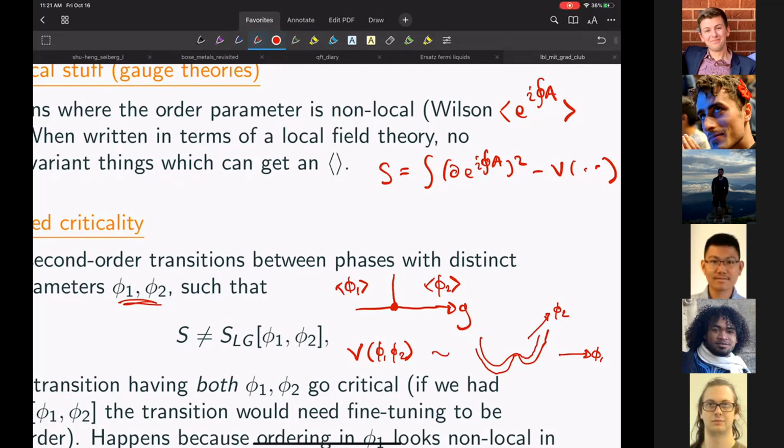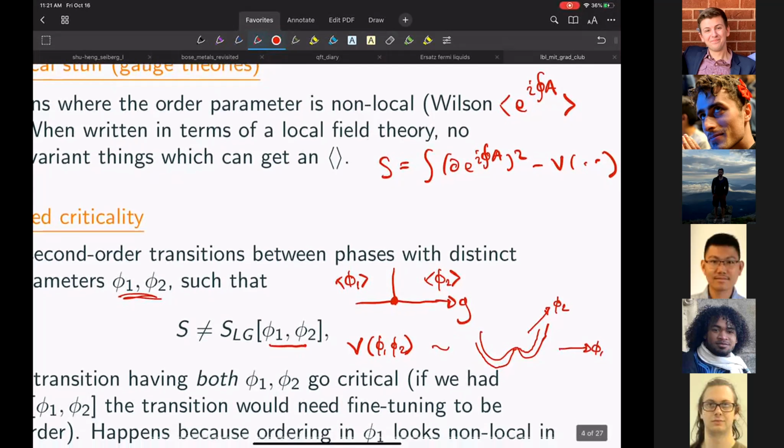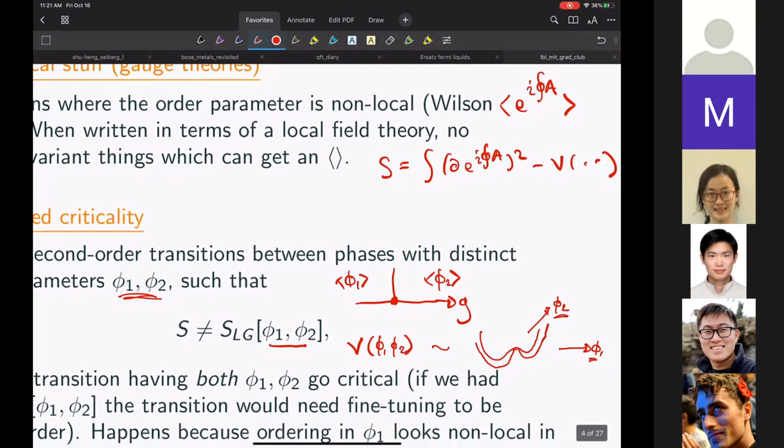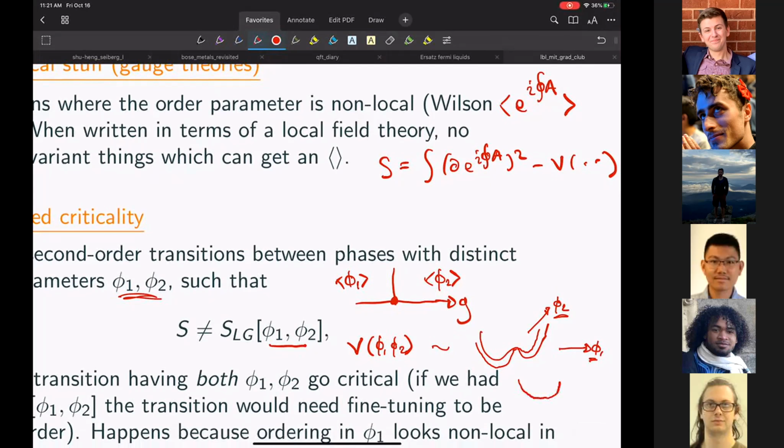I don't know if this is intelligible or not, but what would happen if both phi 1 and phi 2 were going critical at the same time is that you would have to have the potential for phi 2 and the potential for phi 1 both going critical, meaning like this, right, at the same value of the parameter at the same time, right?